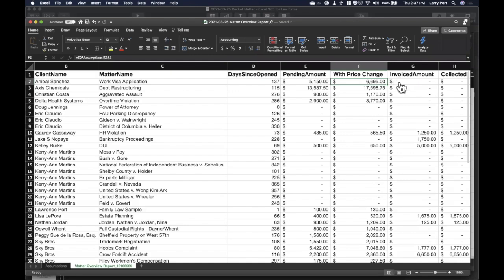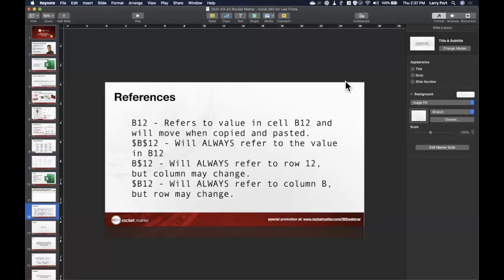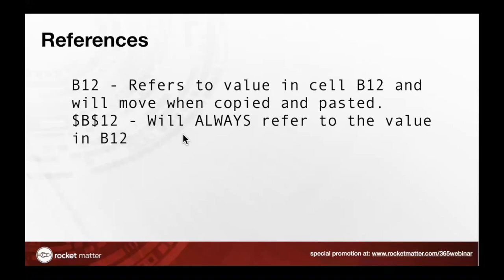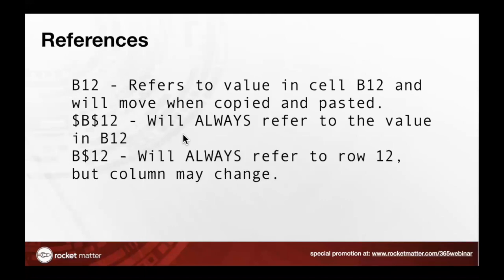So remember, I showed you this crazy syntax with the $ sign that is, let's face it, ugly to look at. But if you put the $ sign in front of the column and the row, then it will lock in both of those. If you keep the column without the $ sign, but you put the $ sign before the row, so if it's B$12, it'll always refer to row 12, but the column might change. And you'll find that there are certain instances where that is valuable to you.